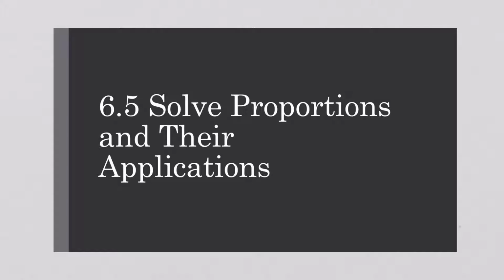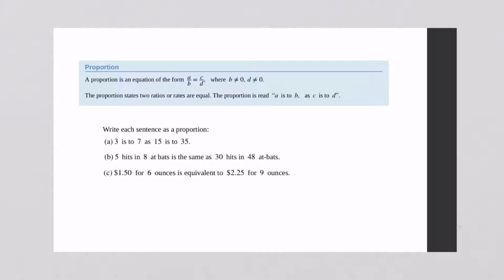All right, let's solve some proportions and their applications. Okay, so this says that a proportion is an equation of the form A over B equals C over D. You cannot let B or D, the denominators, equal 0. And it states that two ratios or rates are equal.